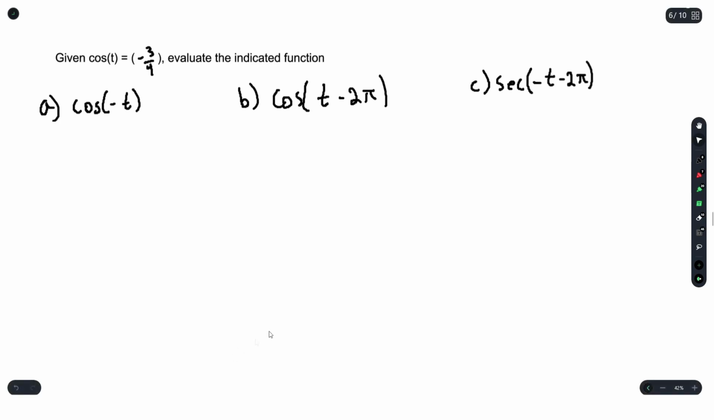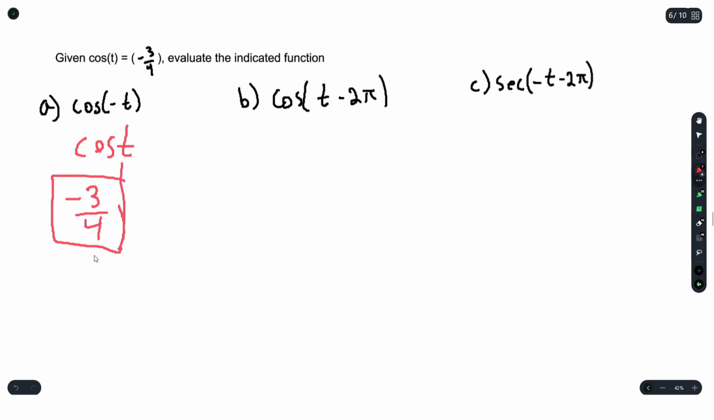So here we're given a value of cosine and we're asked to evaluate it in different forms. So let's look at A. So A has cosine of negative t, but since cosine is an even function, the negative just disappears. So it becomes cosine of t. Cosine of t is negative 3 over 4. Then cosine of t minus 2 pi. Minus 2 pi has the same effect as plus 2 pi since it's the same period, which is 2 pi. Since the period is 2 pi, it just disappears. Cosine of t, which is equal to negative 3 over 4. Then for the last one, we have minus 2 pi, so it just disappears.